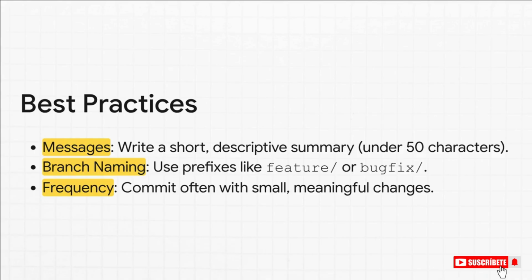First, write good commit messages. A short, clear summary at the top is non-negotiable. Second, name your branches clearly. A name like feature/login-UI tells everybody exactly what's going on. And third, like we said before, commit often. Small, focused commits are way easier for everyone to understand.